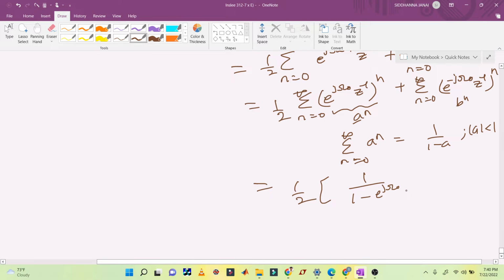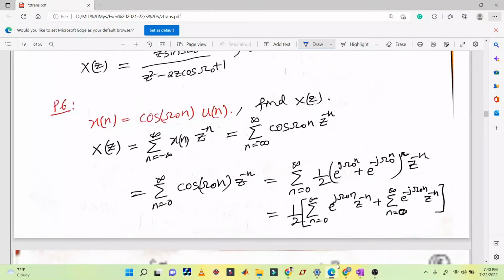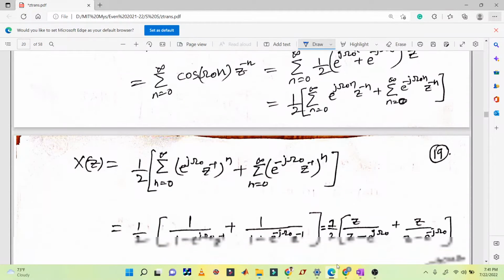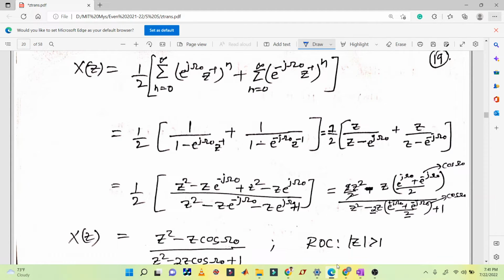plus 1 divided by 1 minus e to the power minus j omega naught z inverse. Okay, so now after simplification you will get the answer as this one. You can go through these steps which I have already explained. So till here we have completed.